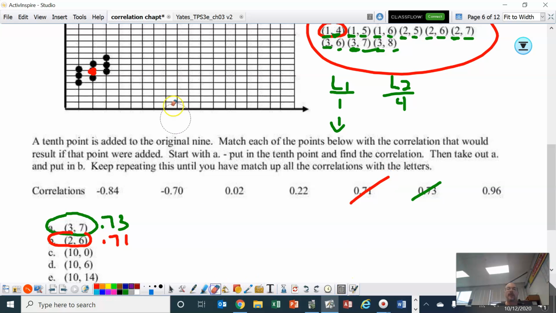All right, let me get rid of that one, and let's move to a different color. So the next one is 10, 0. Over 10, up 0. 1, 2, 3, 4, 5, 6, 7, 8, 9. 10, 0. Ooh, obviously that's going to make it weaker. Okay, that's definitely going to be weaker.